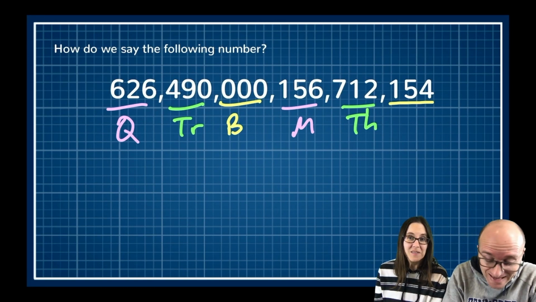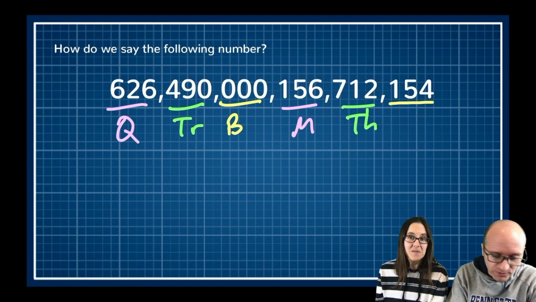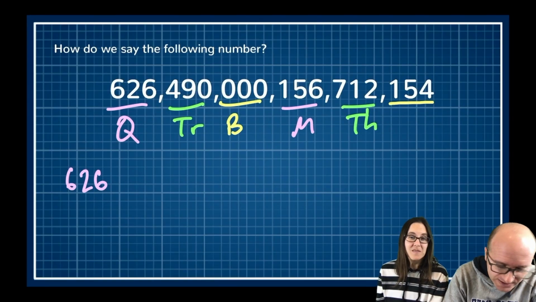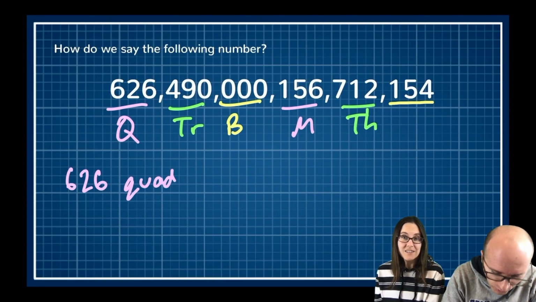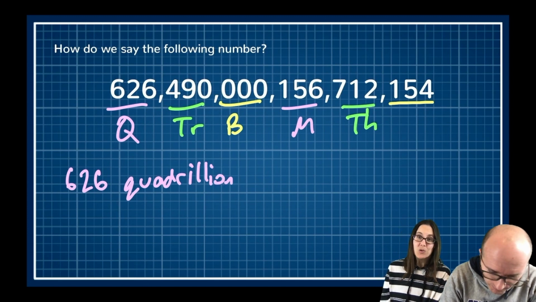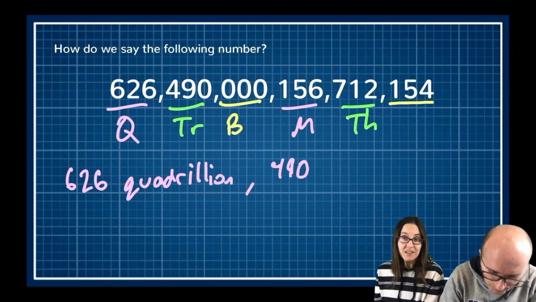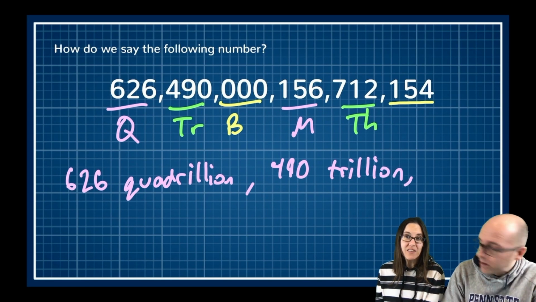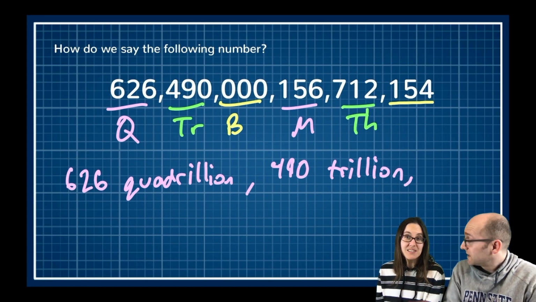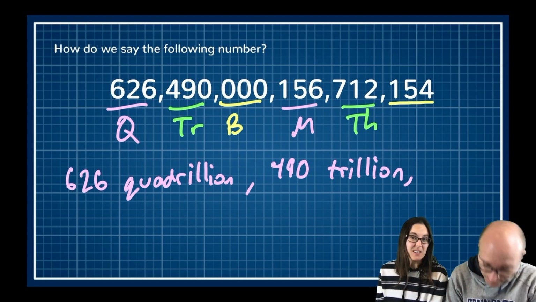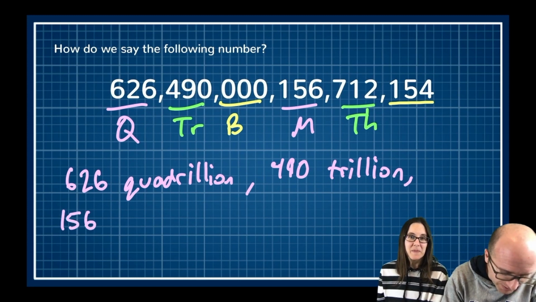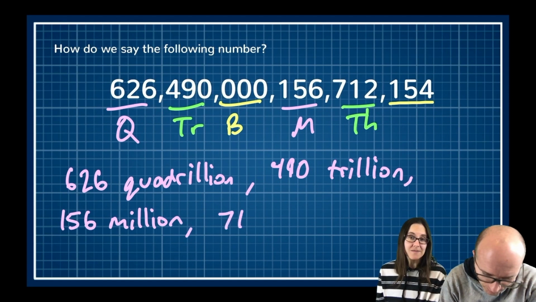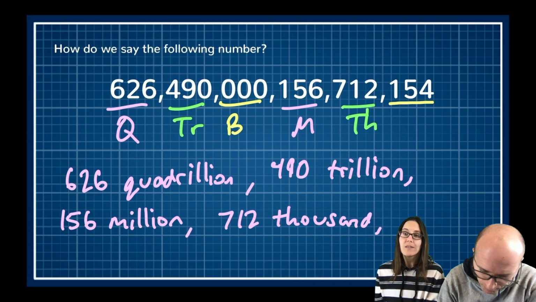So to say this one out loud, we would say 626 quadrillion, 490 trillion. And then do we just skip billions? We just skip the billions because there are zero billions. Then 156 million. Very good. And 712,154.